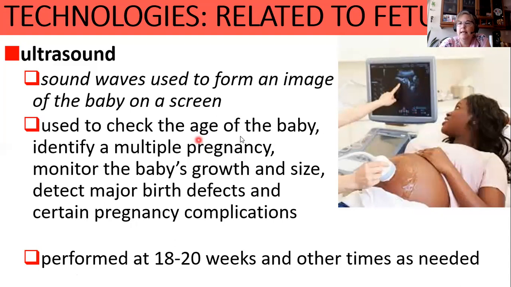So what they do is they check the age of the baby to see if that matches the date that you said of your last menstrual period, to determine whether or not you're having a multiple birth pregnancy, looking at the growth and size of the baby, to check if there are any defects with the baby, and then different complications with the pregnancy. Some complications, it's just about you preparing yourselves for it, for when the baby's born. Some complications can actually be repaired in utero, and we'll talk about that in a minute.